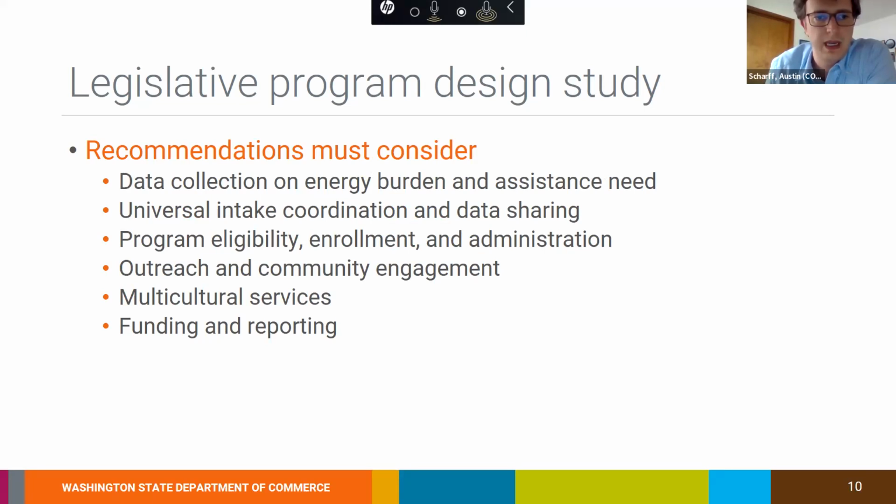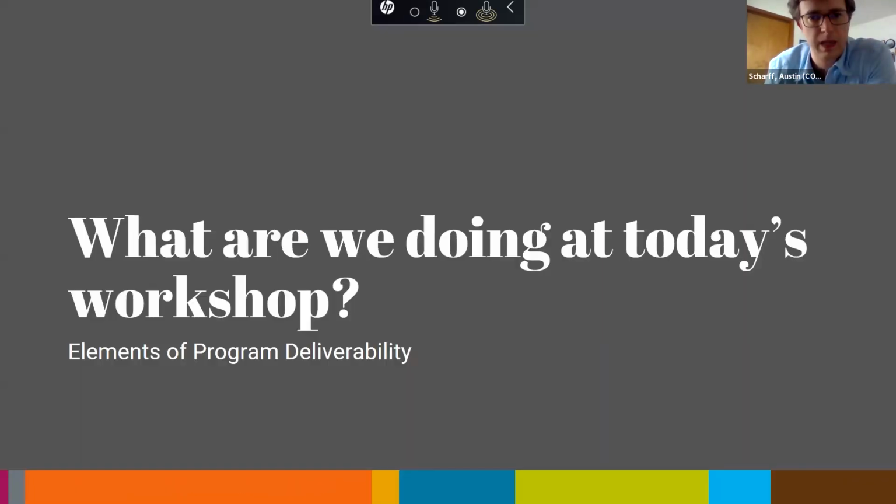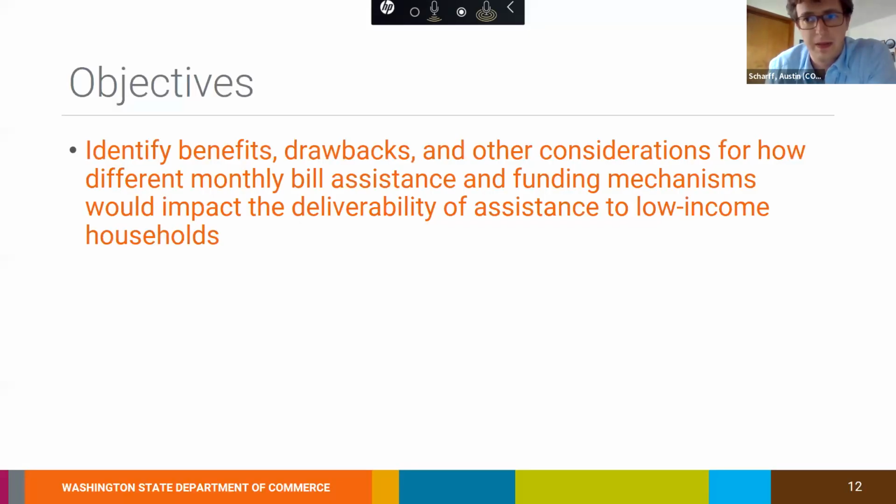And another part here that's embedded in this work but not explicitly stated is the mechanism for bill assistance. So whether that would be a flat amount on a customer's bill, or whether it would be a tiered discount based on income for households, among other options. And those are the two things we'll be considering today: the type of mechanism and how funding impacts program design. So our objectives, more explicitly, are to identify benefits, drawbacks, and other considerations for how different monthly bill assistance and funding mechanisms would impact the deliverability of assistance to low-income households.